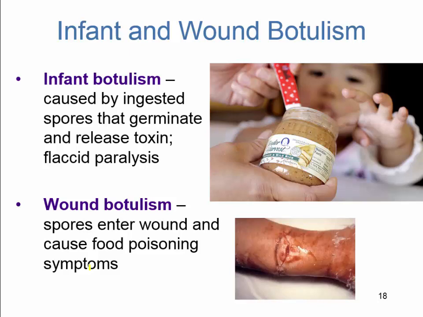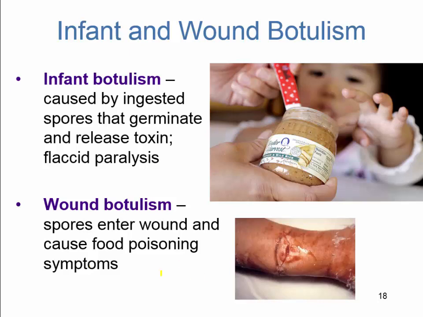So infant botulism is when you have a baby who has the toxin that has germinated, has been released. You now have flaccid paralysis, which is absolutely terrifying. No mother, or father for that matter, wants to have an infant who is completely unresponsive. And so that, of course, is why we don't give children under the age of 2 honey.